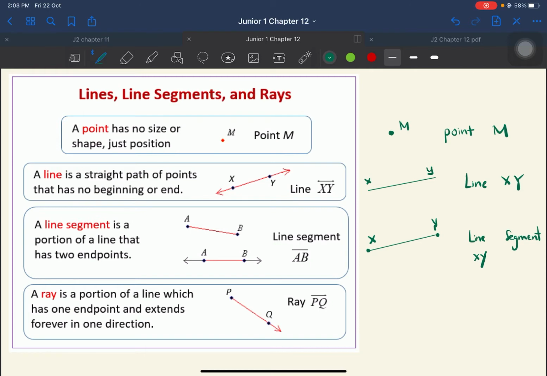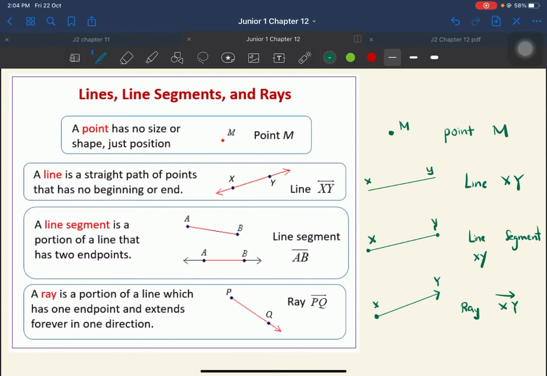Okay. And the last one, we call it a ray. When you have a line and you have one endpoint and another side without any endpoint, for example, we label it XY, we call this ray XY.